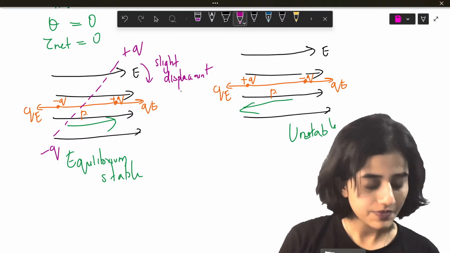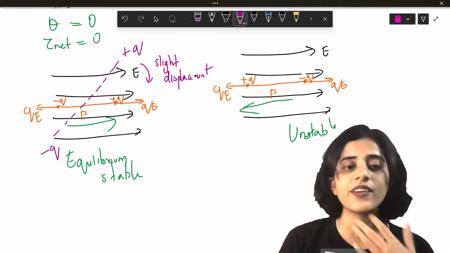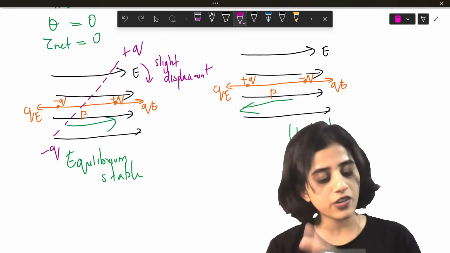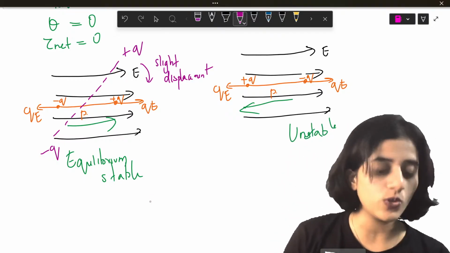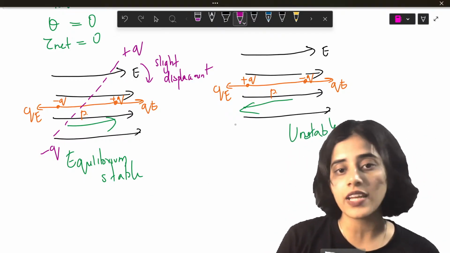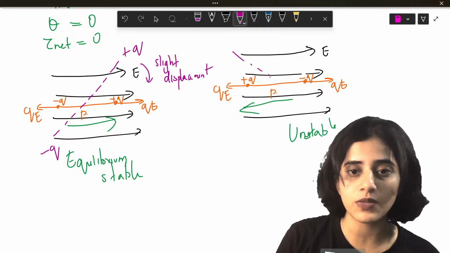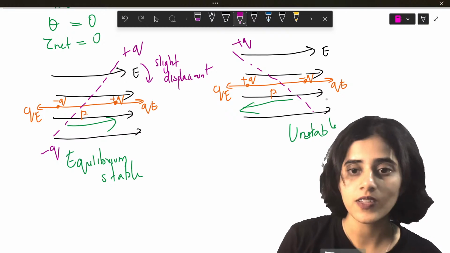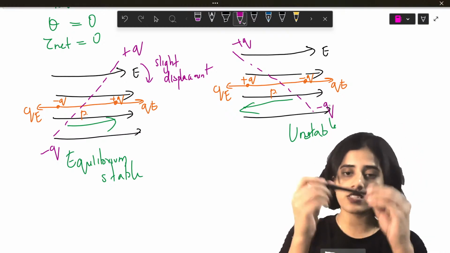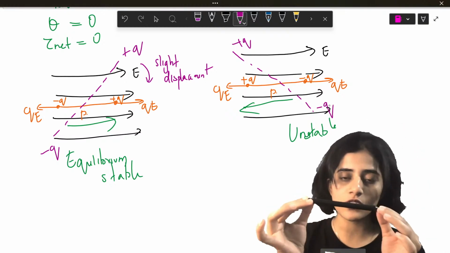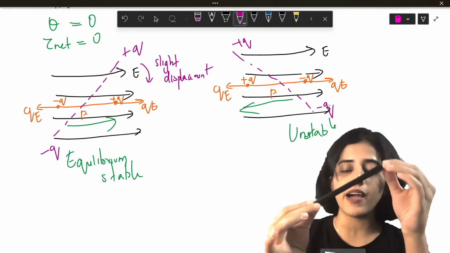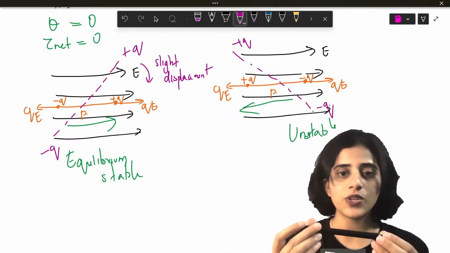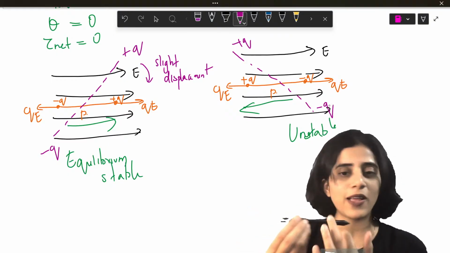That means the net force acting on it will be 0, and the net torque acting on it will also be 0. Now, if you take the same thing here, this is plus q and this is minus q. This is the unstable equilibrium. So you move it like this, and it doesn't come back. It goes this way. Do you understand that? I wish I could have written plus q and minus q.